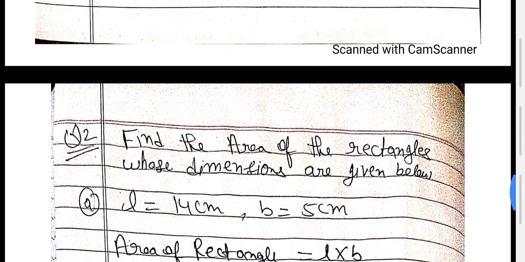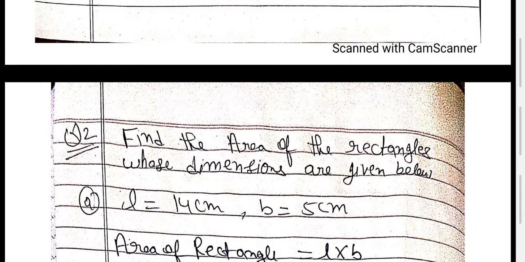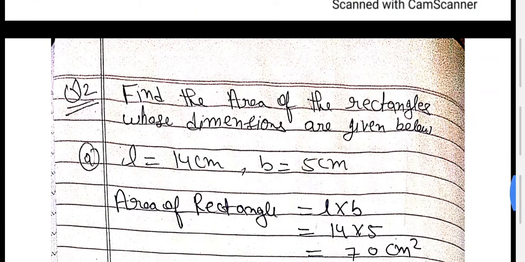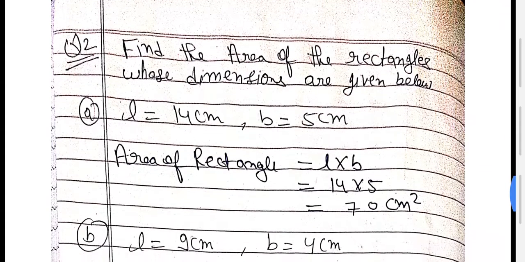Find the area of the rectangle. Now in the previous exercise you found the perimeter. Now in this exercise you study how to find the area. So find the area of the rectangle whose dimensions are given below. Length is given, breadth is given. You have to find the what? Area. So what is the area of rectangle?